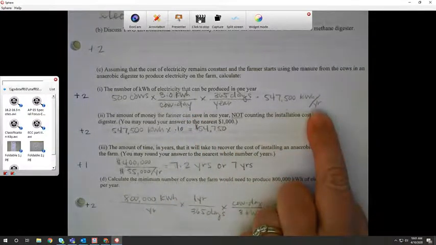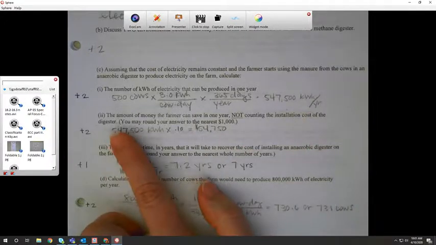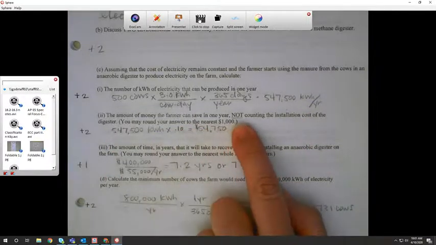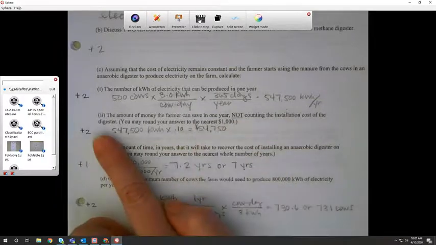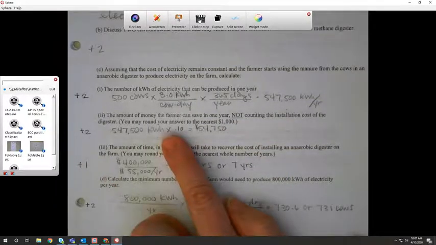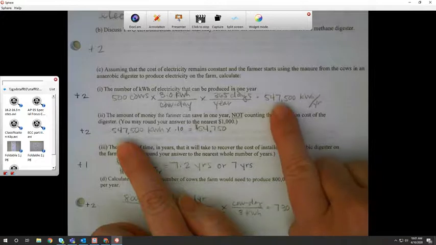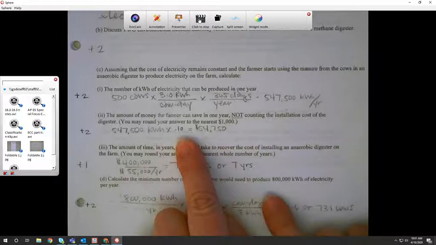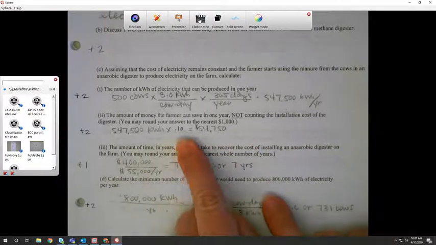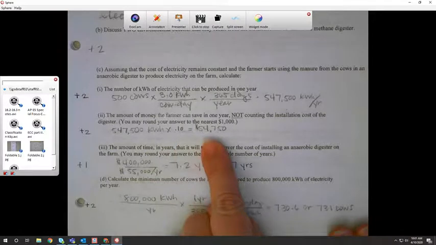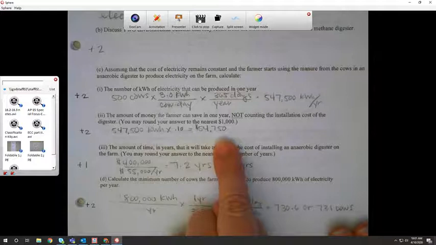are important. Okay, second part of that says the amount of money the farmer can save in 1 year, not counting the installation cost of the digester, and we're going to round to the nearest 1,000. So we can have the answer from here, so 547,500 times 10 cents, or 0.1, so that's the cost of 1 kilowatt hour, so that was up in the top. We now have 54,750. So you could round that up to 55,000.